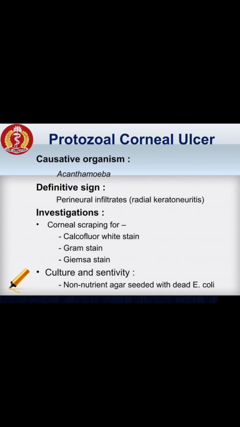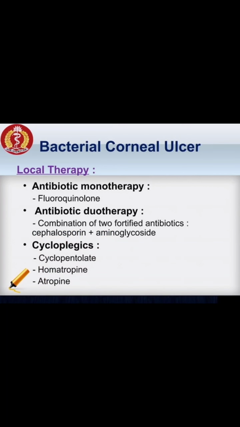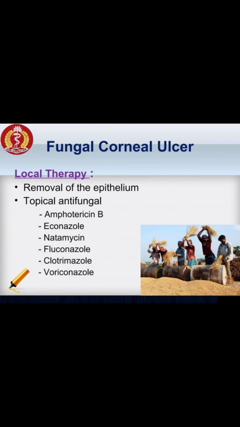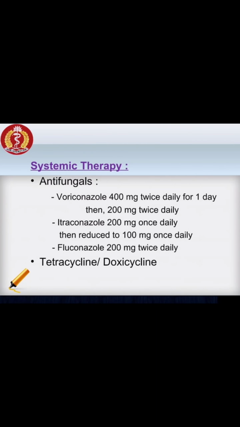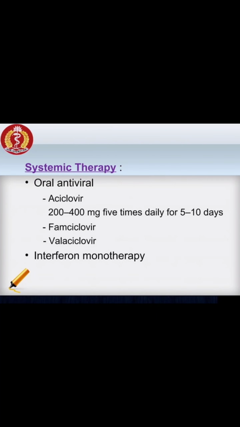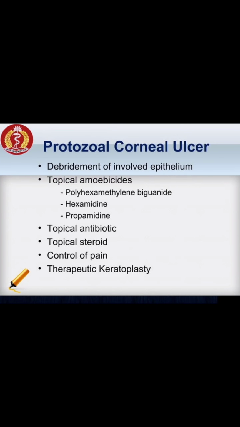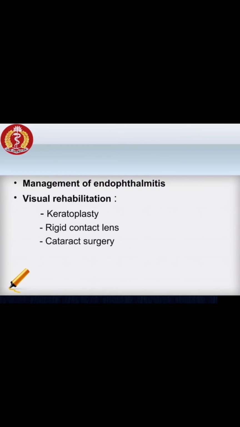A protozoal ulcer will give a history of swimming in a pond, and the causative organism is Acanthamoeba, causing perineural infiltrates. Discontinue contact lens wear. Treatment of bacterial, fungal and viral corneal ulcer is as above. For protozoal, give topical amoebicides, and in treatment failure we must treat.